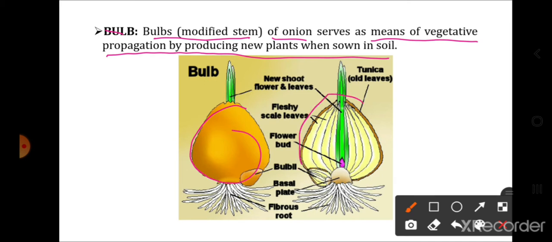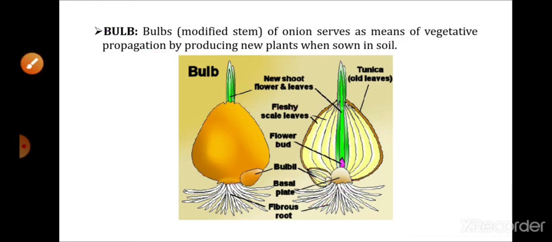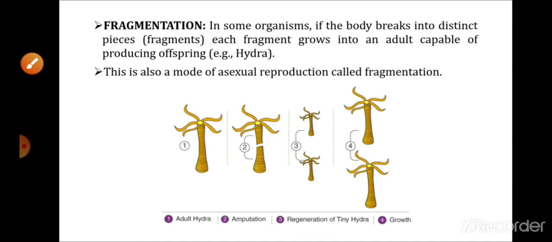Internally you can see that it will have fleshy leaves. Now this basal portion is called the bulbil. Now this bulbil will form the roots as well as the new shoots which will have flowers and leaves. So this is how the onion bulb is involved in the process of vegetative propagation.